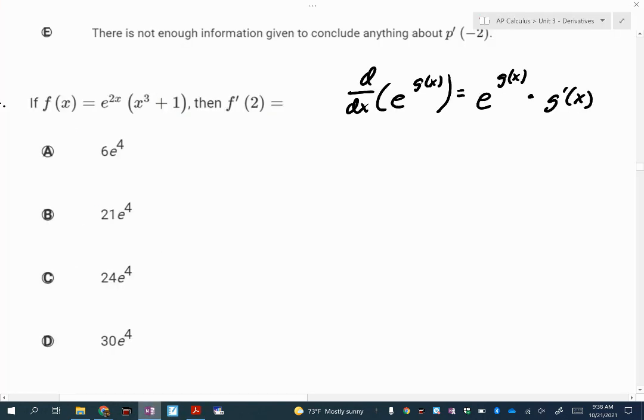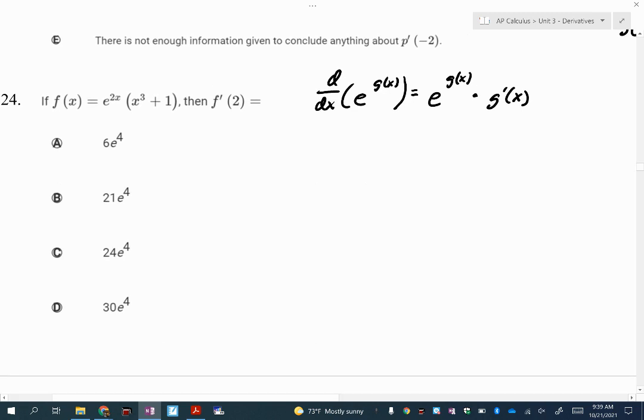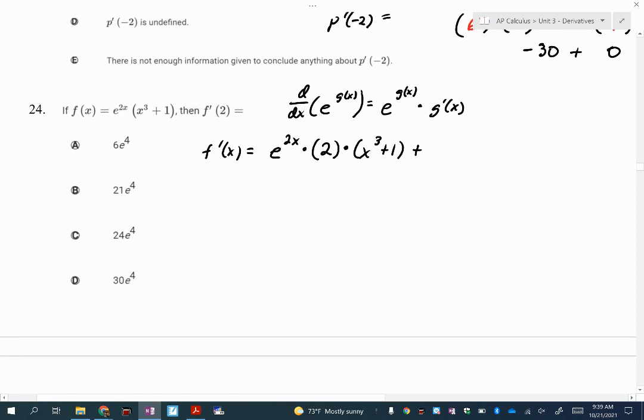All right? So I'm going to use the product rule first, which says that f prime of x is going to be the derivative of e to the 2x. So watch how I do this. You copy down e to the 2x, and then you multiply that by the derivative of what's in the exponent. And what's in the exponent is 2x. The derivative of that 2x is positive 2, times the original second, which is x cubed plus 1, plus the derivative of the second one, which is 3x squared plus 0, times the original first, e to the 2x power.